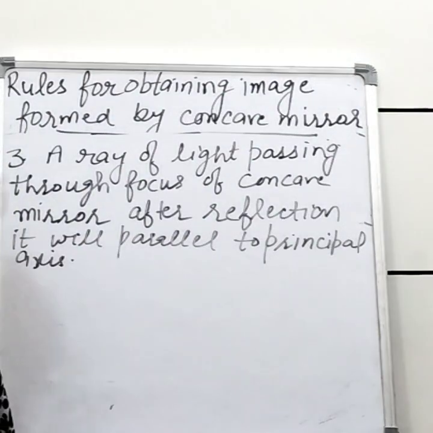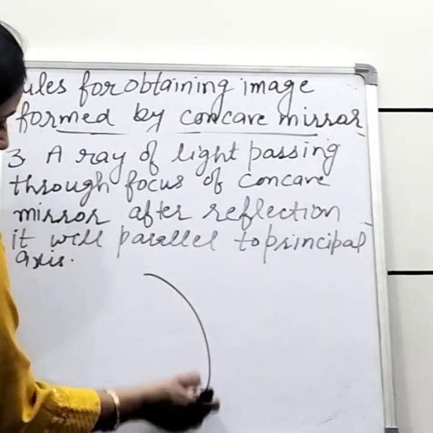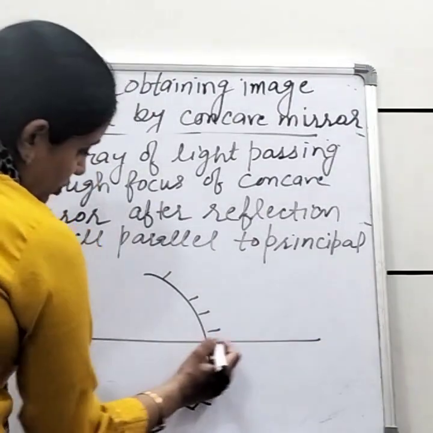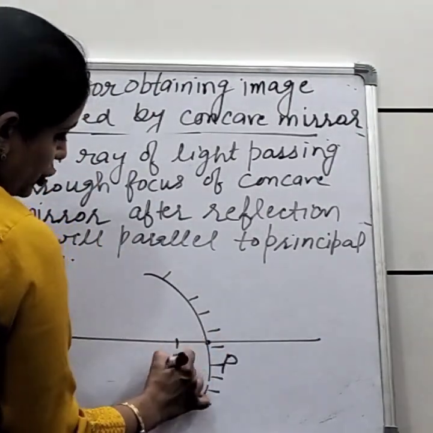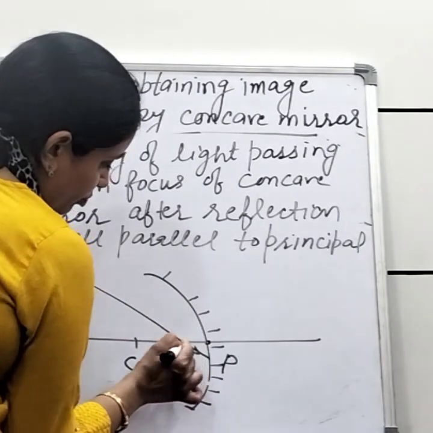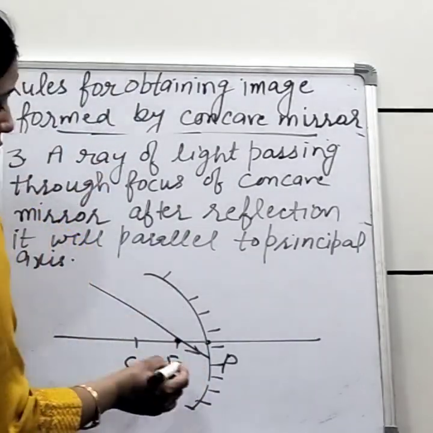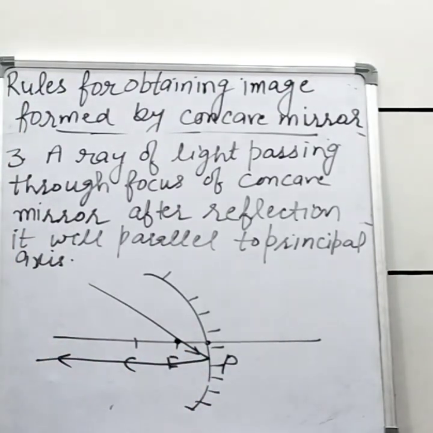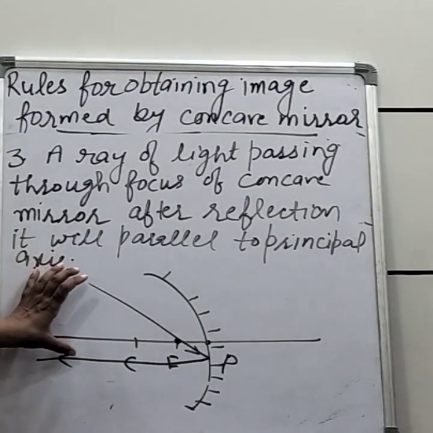Third rule: a ray of light passing through the focus of the concave mirror, after reflection will be parallel to the principal axis. When a ray of light passes from the focus point, this is the focus point, after reflection it will be parallel to the principal axis. Rule number 3.